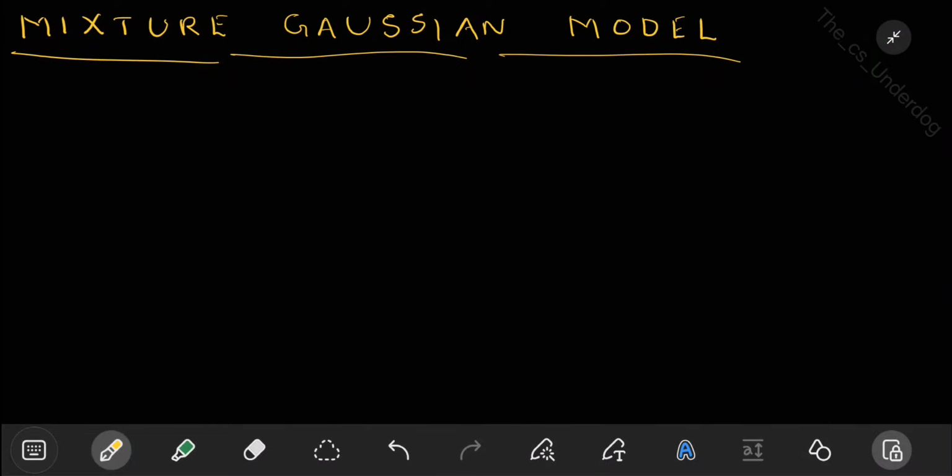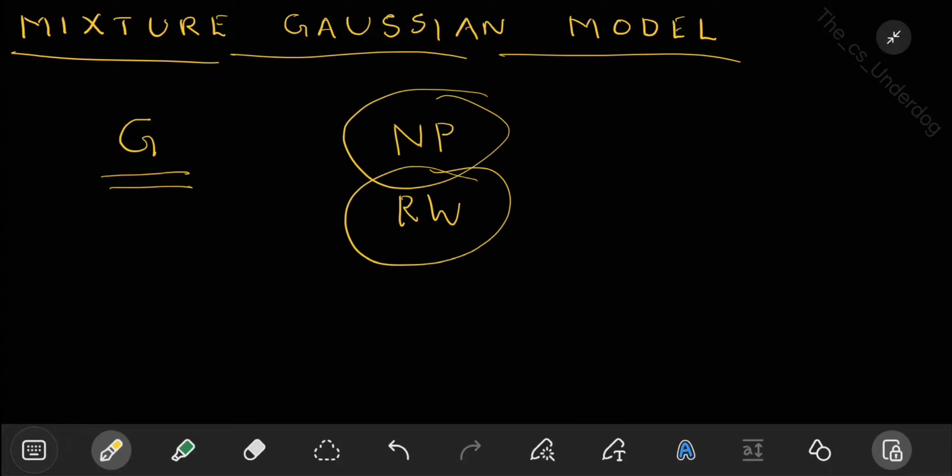Mixture Gaussian model. We already learned about Gaussian distributions. And why did we learn about Gaussian distribution? The main reason was that Gaussian distribution can be used to model natural phenomena or real world data sets. So if you take any data set that is coming out of natural phenomena, or any real world data set, we said that you can make an approximation using a Gaussian distribution, or you can depict any real world data set easily using a Gaussian distribution.